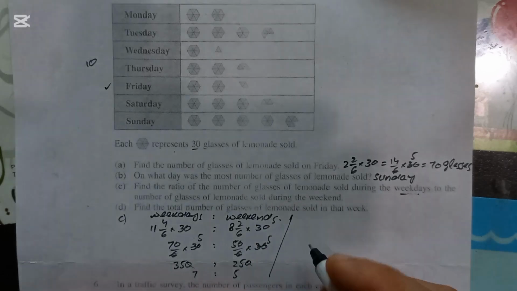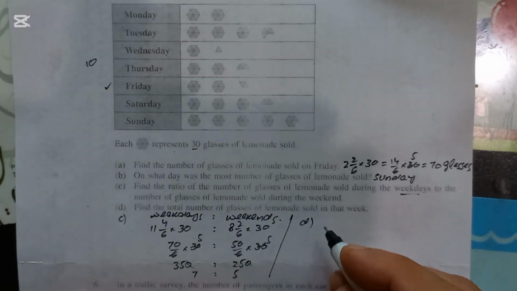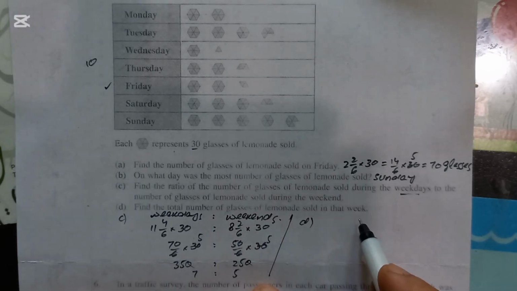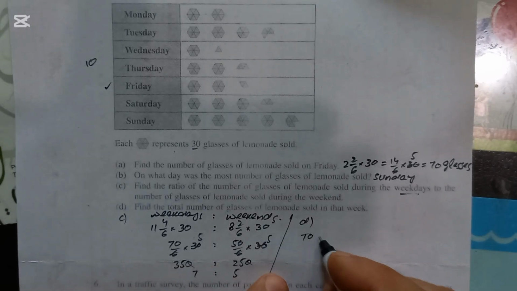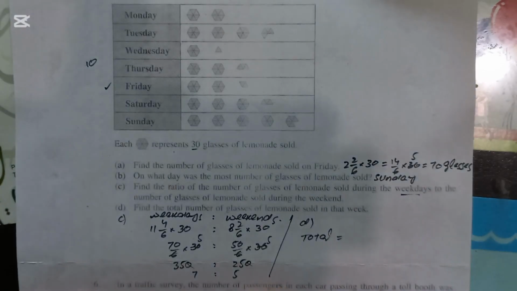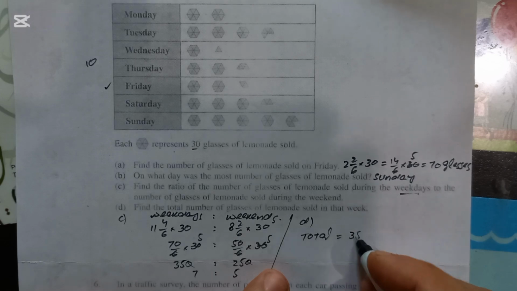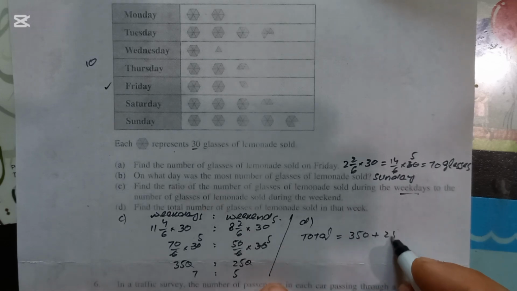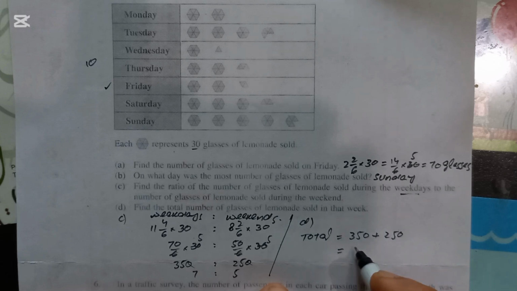And the last requirement is part D: find the total number of glasses of lemonade sold in that week. The total number of glasses is weekdays plus weekends. We don't need to count it again because we have already counted. On weekdays 350 glasses are sold and on weekends 250 glasses are sold. So the total is 600 glasses sold in that week.